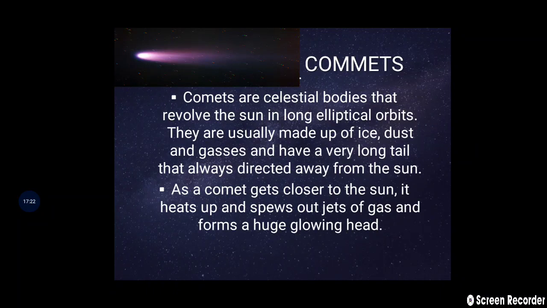The next topic is very interesting, which is comets. Comets are celestial bodies or heavenly objects. Actually, celestial bodies are also known as heavenly objects, so don't get confused. They revolve around the sun in long elliptical orbits. They are usually made up of ice, dust and gases and have a very long tail that is always directed away from the sun. As a comet gets closer to the sun, it heats up and spews out jets of gases and forms a huge glowing head.